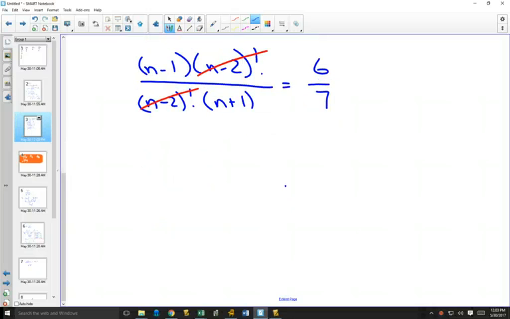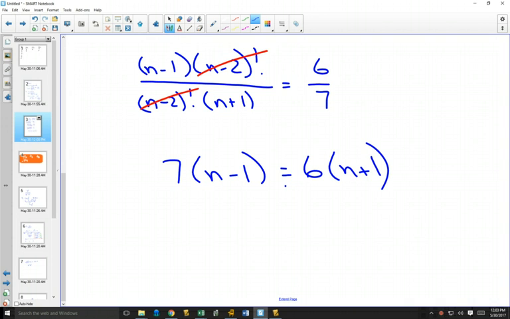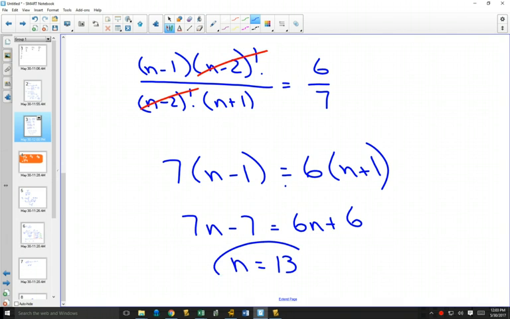If you cross-multiply on both sides, which means multiply both sides by 7, multiply both sides by n plus 1, you will get 7n minus 7 equals 6n plus 6. And n is equal to 13.